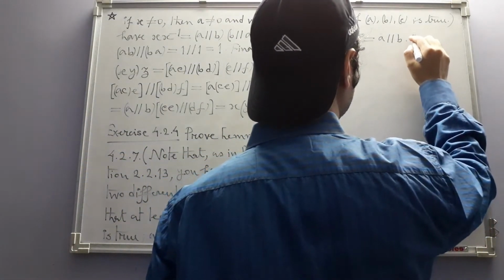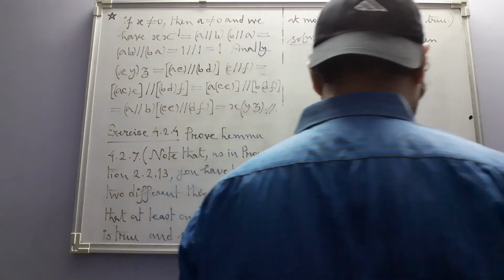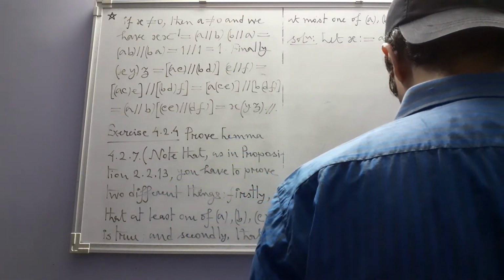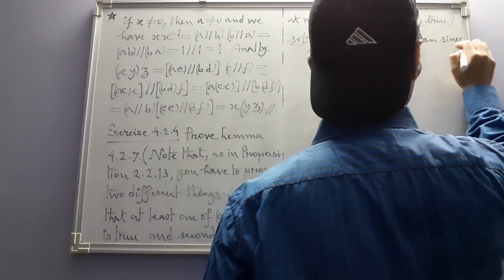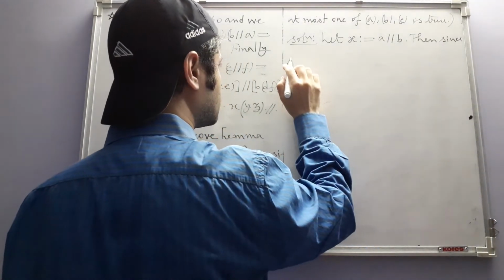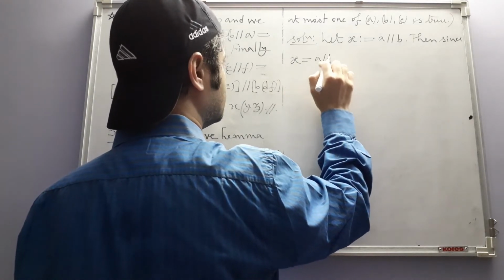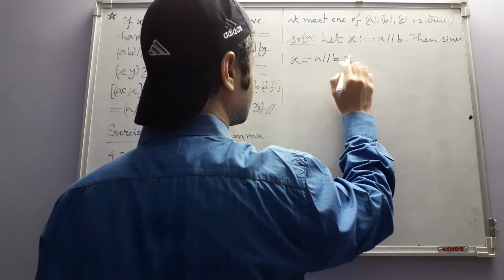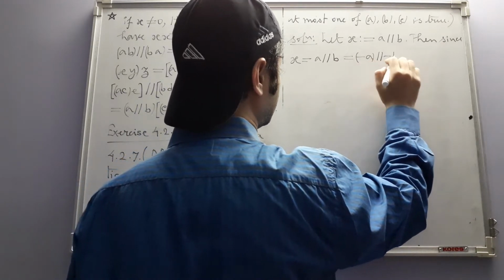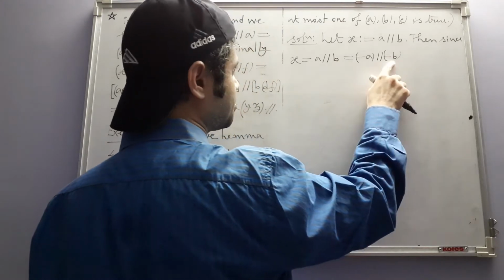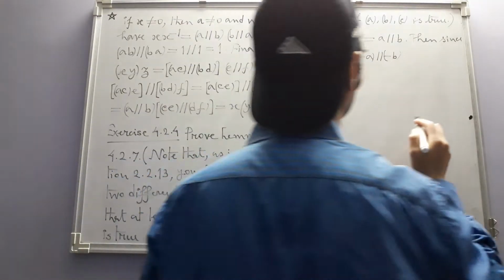Then since x is also equal to minus a by minus b, because a times minus b is equal to b times minus a, or minus a times b.